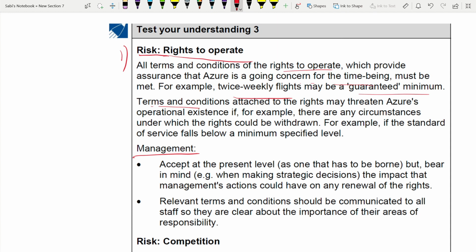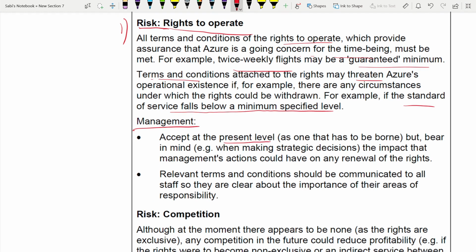So if terms and conditions are also attached to that right, it will threaten their existence, because they might set circumstances under which your right might be withdrawn, for example, if the standard of the service falls below a minimum specified level. How can management overcome this issue? Number one, they can accept this risk at the present level. But you have to bear in mind, when making strategic decisions, the impact that management's actions could have on a renewal of the right. When it comes to renewal of the right, you have to think about the impact of management's actions. Currently, at the present level, you can accept.